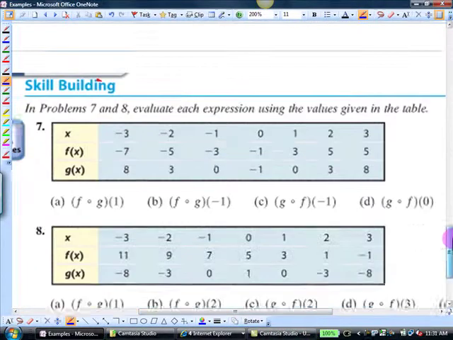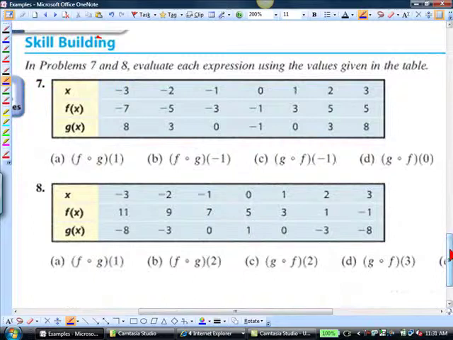All right. We need to know how to do these. Evaluate each expression using the values of the table. So these are the problems down here that we're going to do. We're going to do f of g of 1. We don't have any equations. We just have a table. So remember that we always go this way. If you're going to find g of 1, you go to 1 on the x line. What's g of 1?